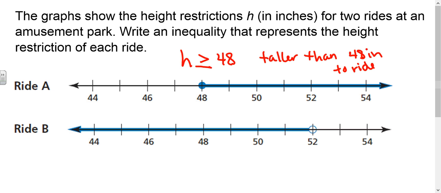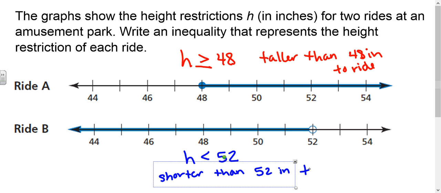Okay. Now the second graph starts at 52 and it goes down. So this one shows that h is less than 52. And so this is probably some kind of kids roller coaster or kiddie ride, and they don't want adults riding it. So this one you have to be shorter than 52 inches to ride. And you'll notice that this one is not closed in, so you can't be 52 inches. You have to be less than 52 inches.